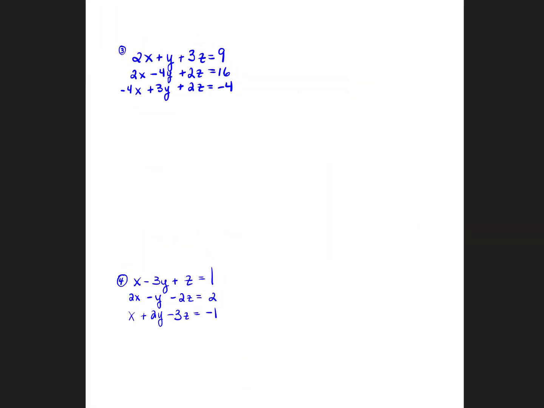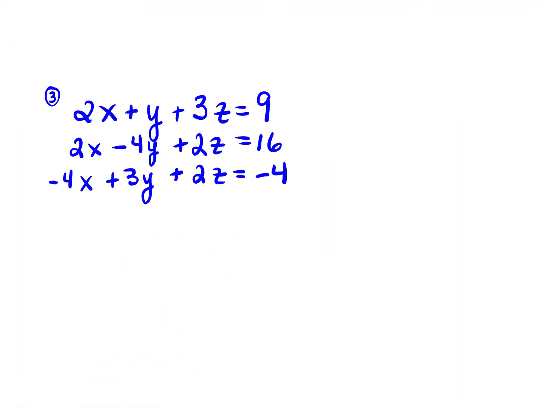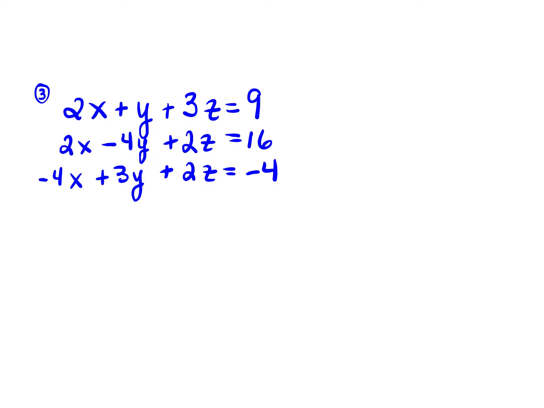We look at our next example, number 3. We have 2x plus y plus 3z is equal to 9. 2x minus 4y plus 2z is equal to 16. And negative 4x plus 3y plus 2z is equal to negative 4.